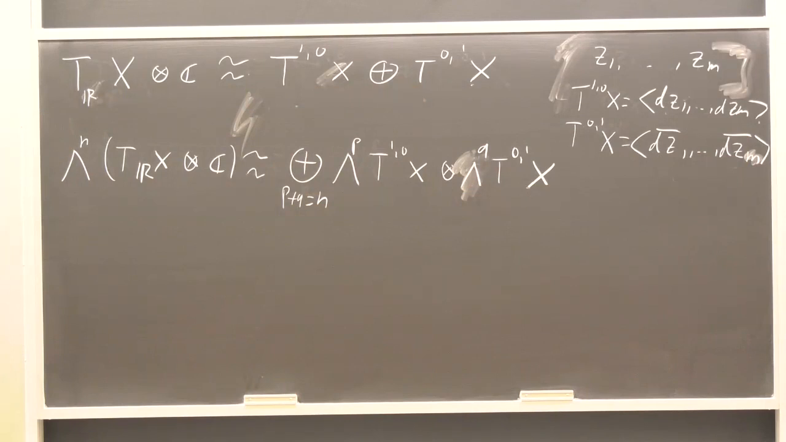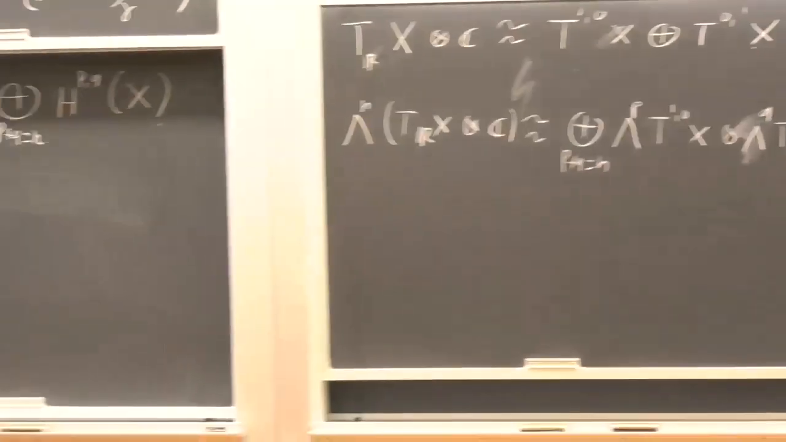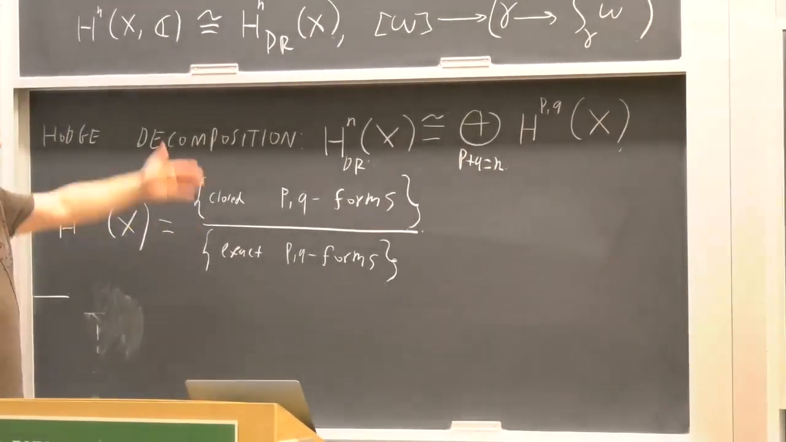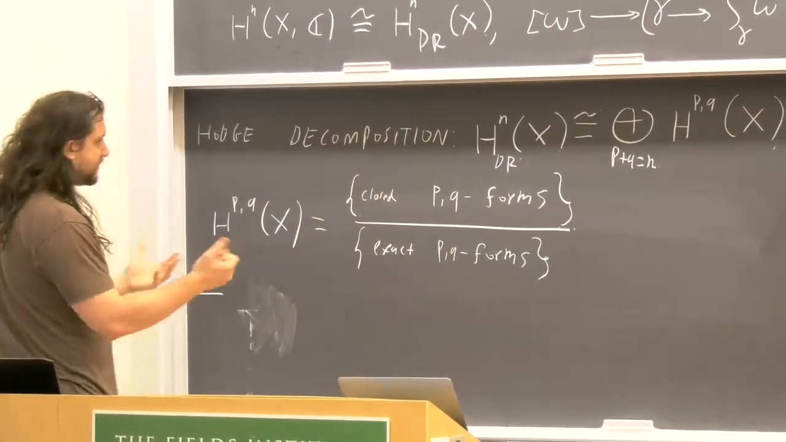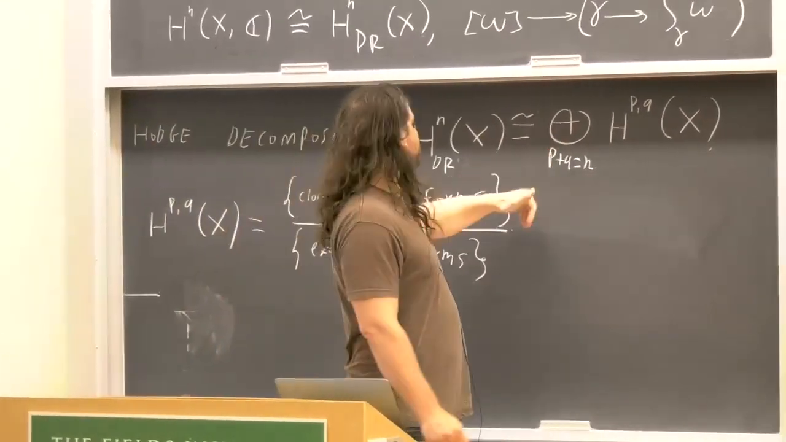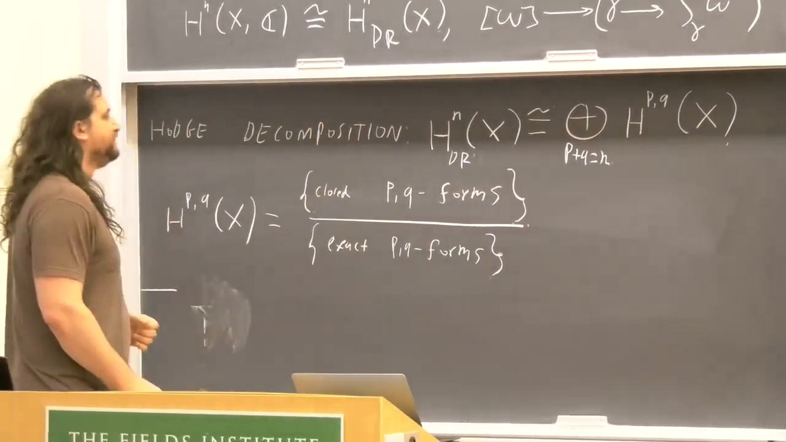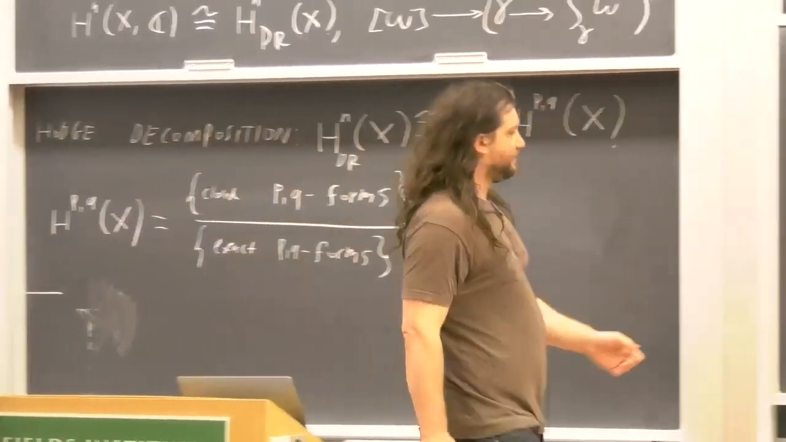Okay, so that's a local decomposition. It's far from clear that if you do something like this, then it in fact descends down to the level of cohomology in a way that makes sense. But in fact, we do have this relation.